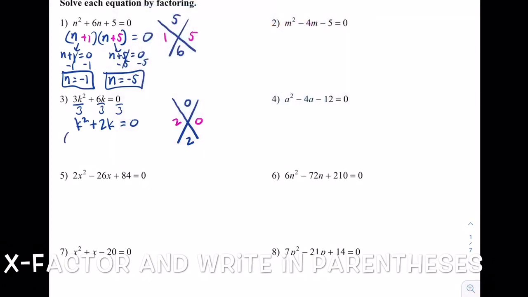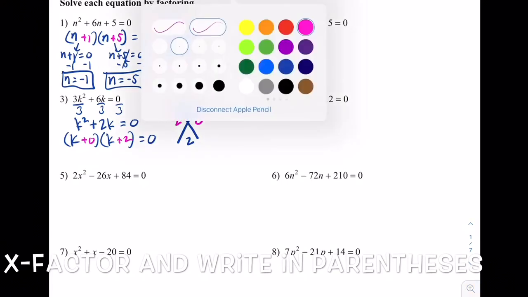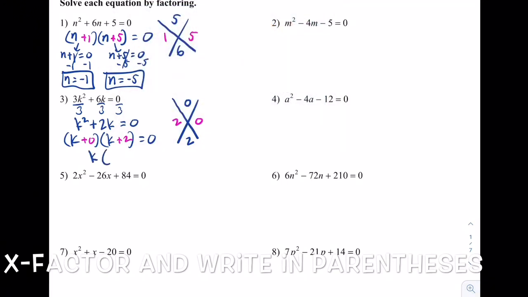And they have a common factor k too. So when you factor it, k, and our two factors would be plus 0 and plus 2. But then that simplifies to just k times (k plus 2) equals 0. Same thing. You also see there's a common k there, so you could just factor out the k and put it in the front, and you get k plus 2 left over. Either way will work.